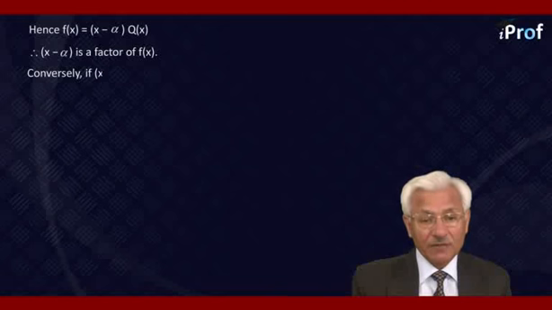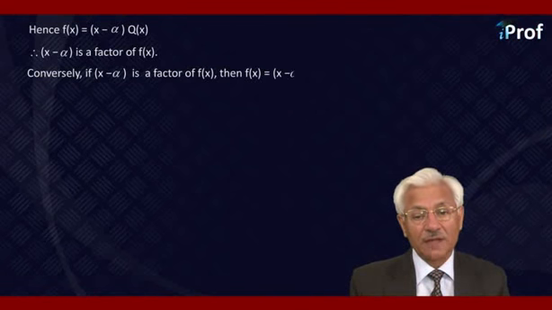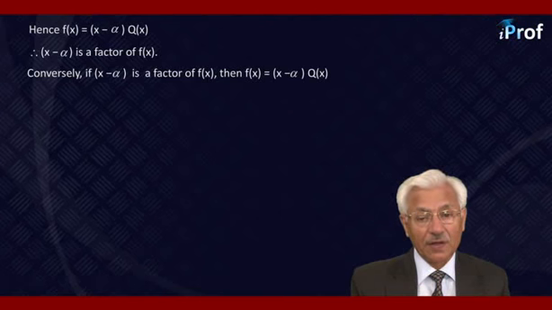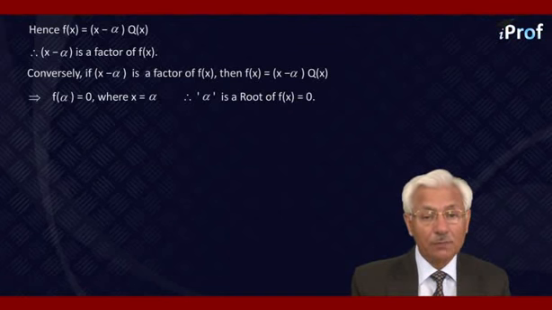Conversely, if x minus alpha is a factor, then f(x) is equal to (x minus alpha) into q(x). If we put x equal to alpha, we get f(alpha) is equal to 0, showing thereby that alpha is a root of f(x) equal to 0. That proves the factor theorem.